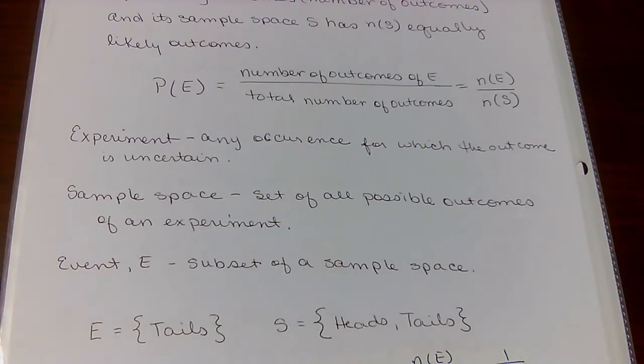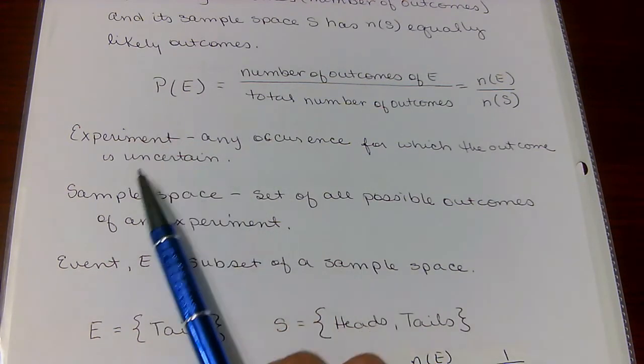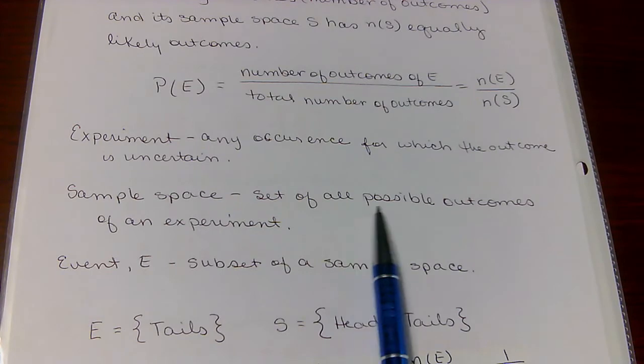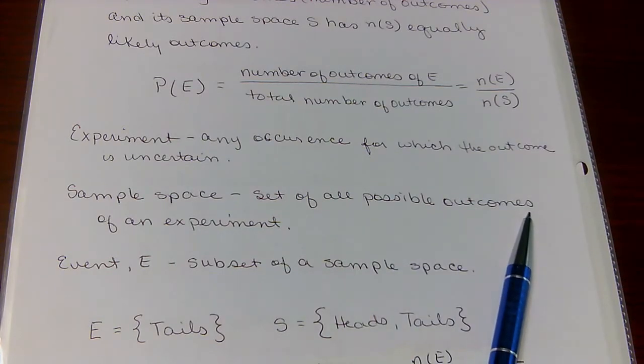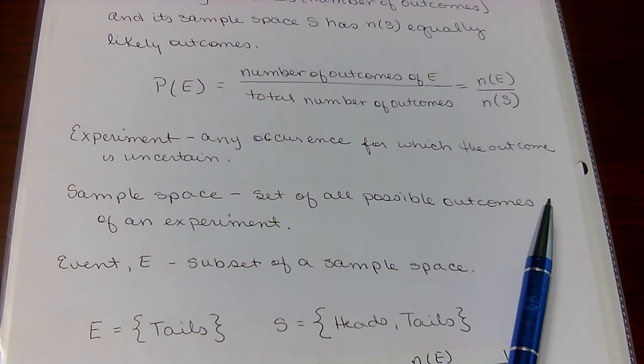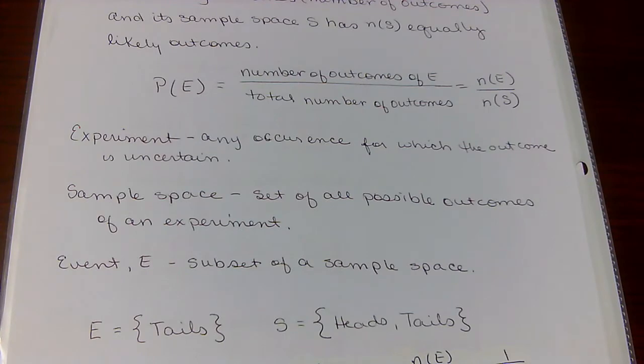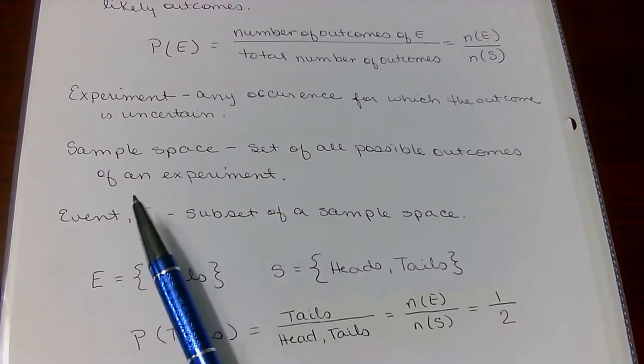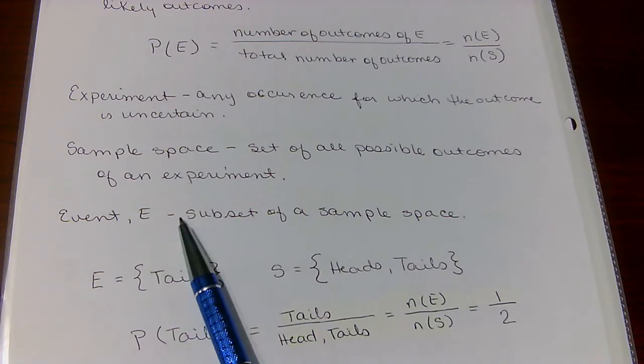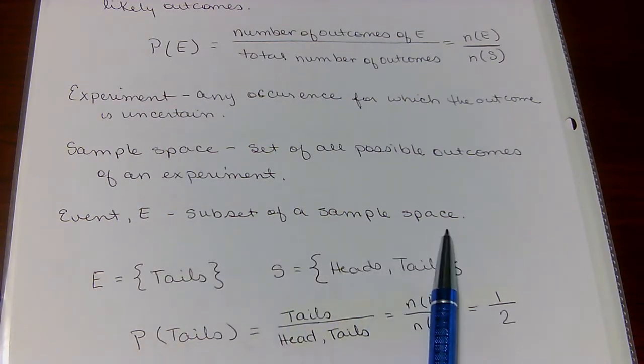An experiment is any occurrence for which the outcome is uncertain. So if I wanted to say that we're going to roll a die, we don't know what number the die will land on, so we'll call that an experiment. Our sample space is the set of all possible outcomes of that experiment. If I'm rolling a die, the possible outcomes would be the numbers 1 through 6, including 1 and including 6. The event, which we call E, is a subset of the sample space.